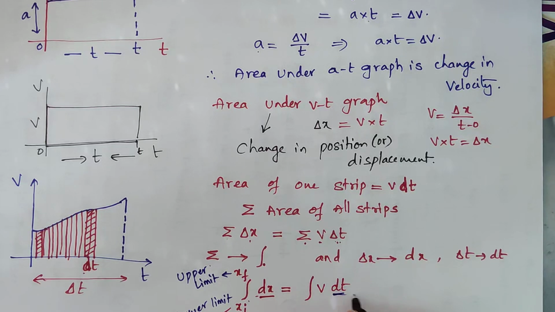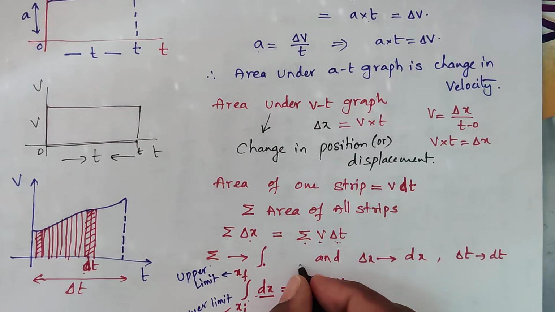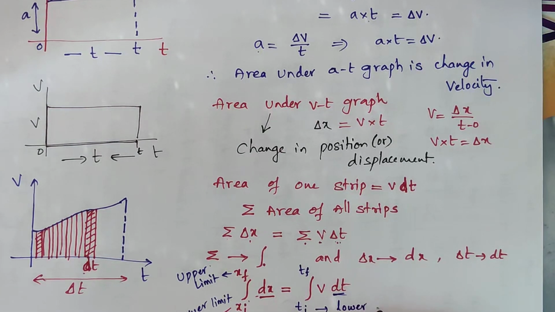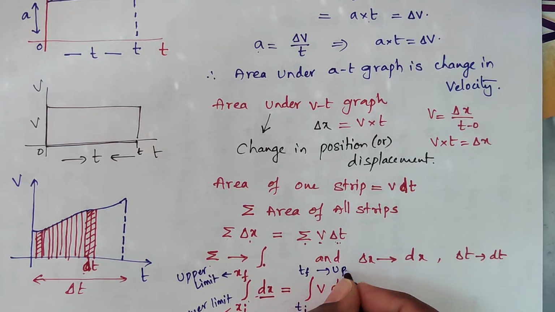And here what is changing? Time is changing from initial time to final time. This is called the lower limit and this is the upper limit.